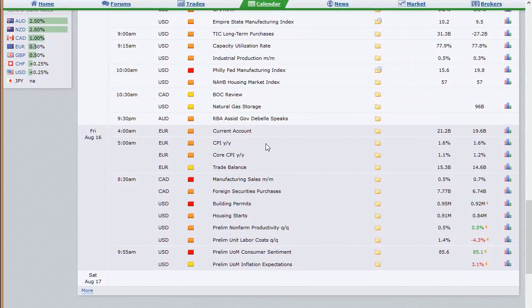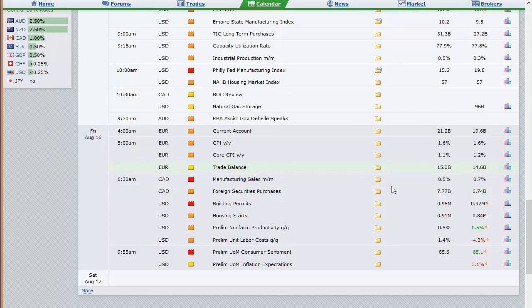Europe's current account, 4 a.m. Eastern Time on Friday. Their CPI and trade balance at 5 a.m. That's a couple of big numbers together. Manufacturing sales out of Canada, 8:30 a.m. Eastern Time on Friday, and then the U.S. again with housing starts, building permits, University of Michigan, and some non-farm productivity numbers and labor costs.